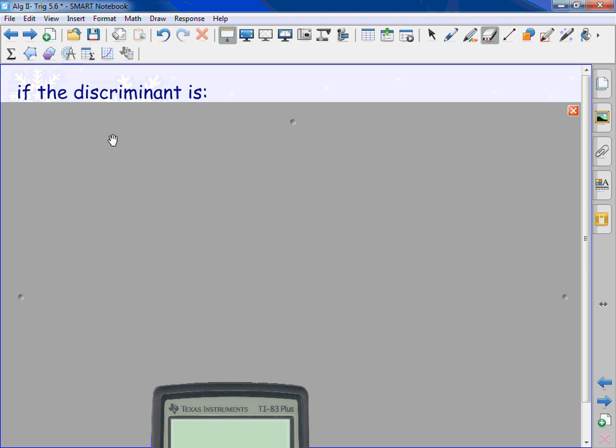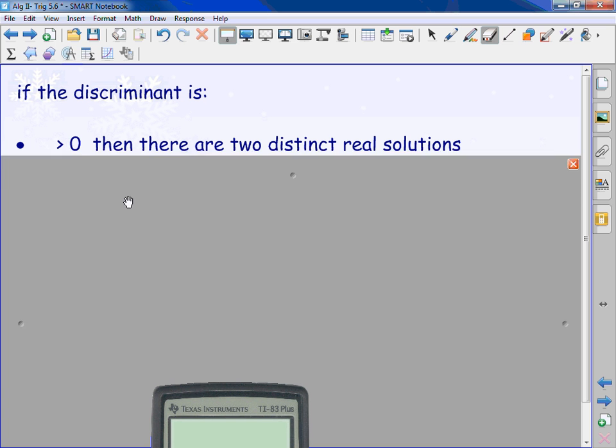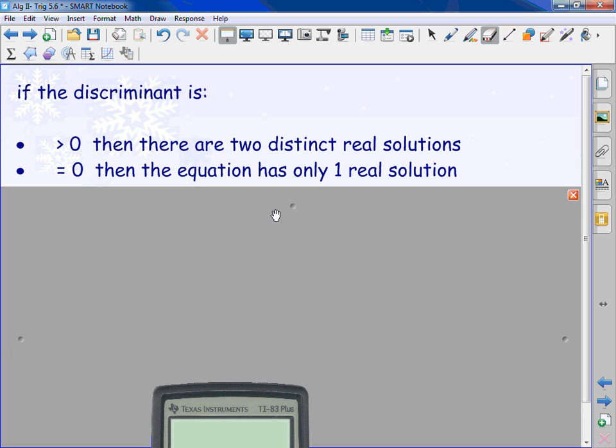Now, the discriminant tells us how many roots we have. If the discriminant is greater than 0, then there are two distinct real solutions. And in all those problems we did in the last section, if the number inside the square root was positive, we knew we had the plus or minus the square root, correct? If it's equal to 0, there's only one real solution.